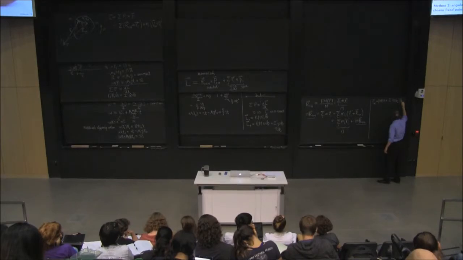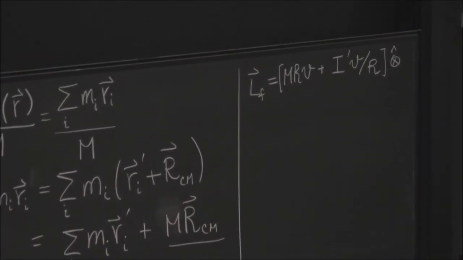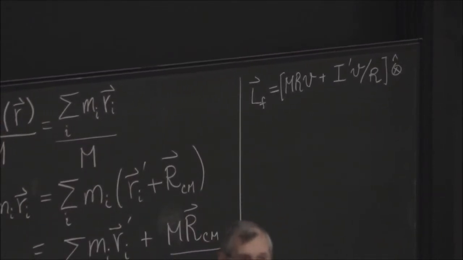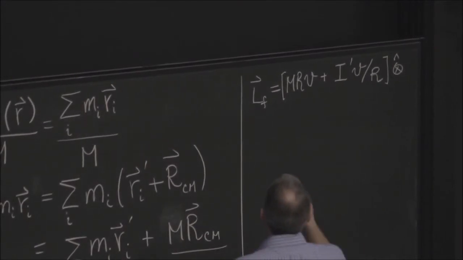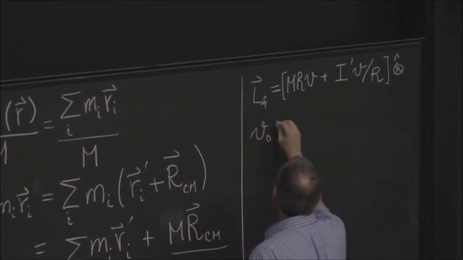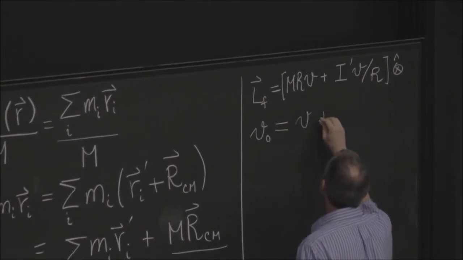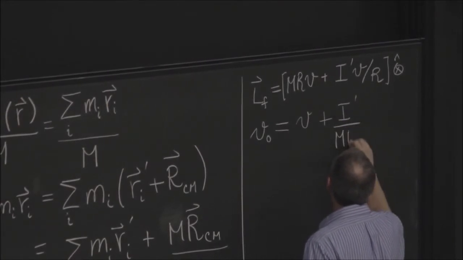Okay, and that's supposed to be equal to m r v naught, both in. So I'm just going to equate them, divide out m and r. So I get v naught is equal to v plus I prime. I have to divide by m r.